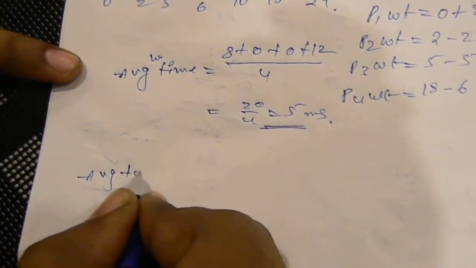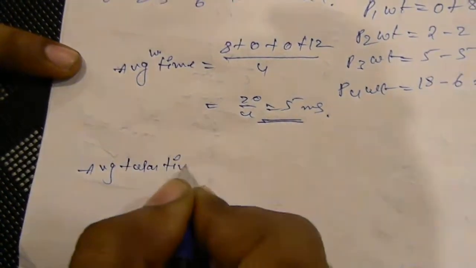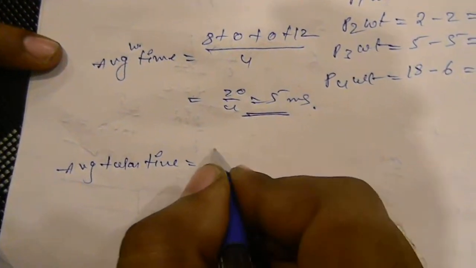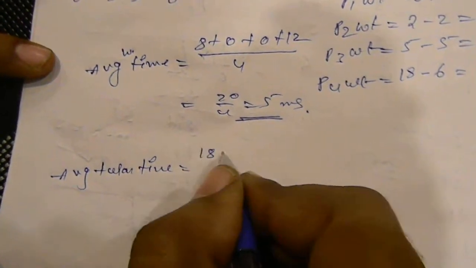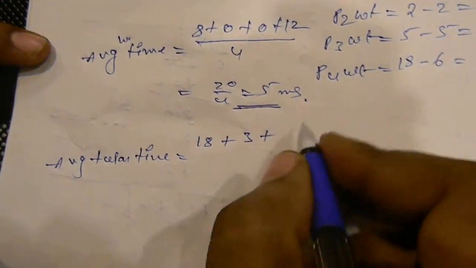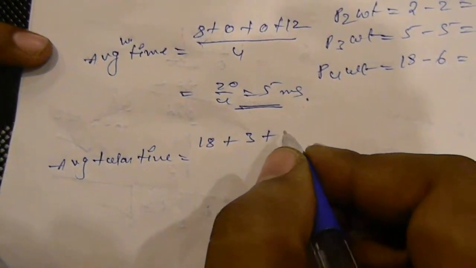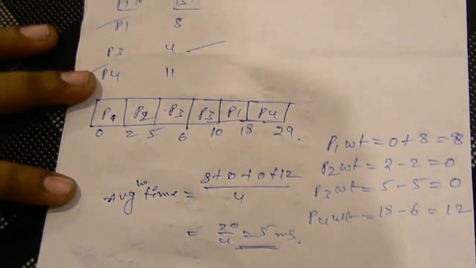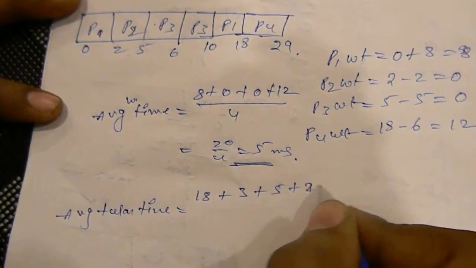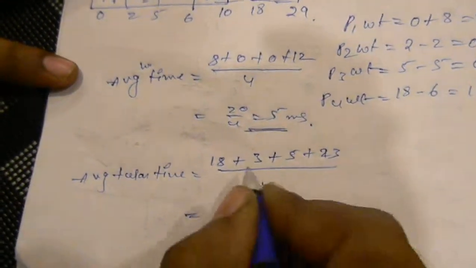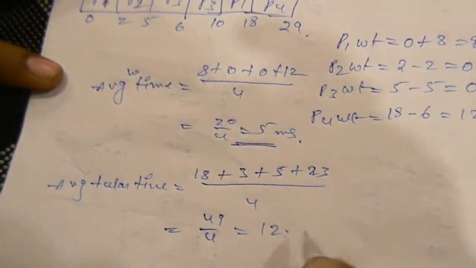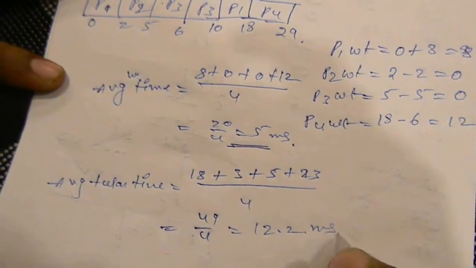Average turnaround time, that is waiting time plus burst time: 18 plus 3 plus 5 plus 23, divided by 4, that is 49/4, that is 12.2 milliseconds. This is the average turnaround time.